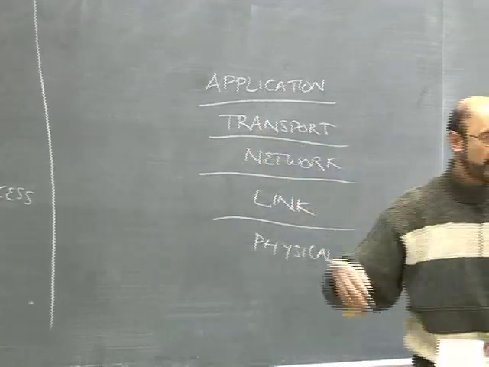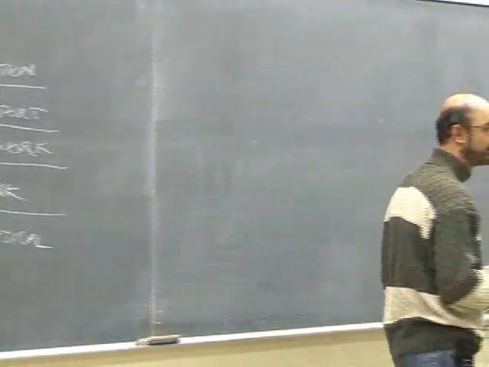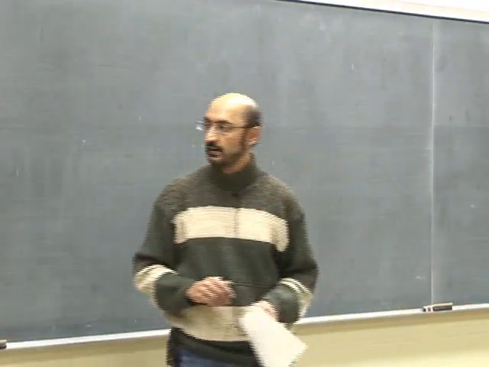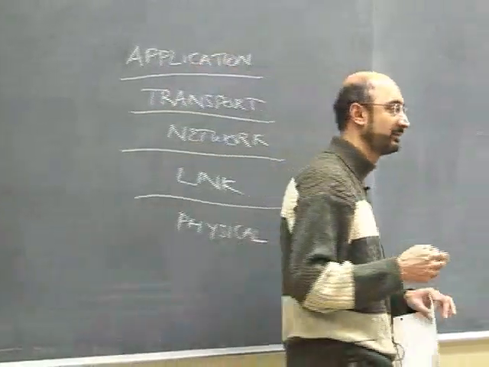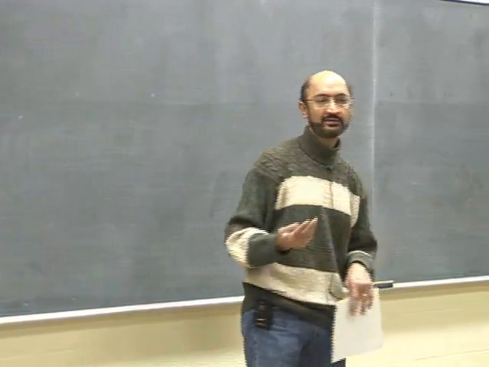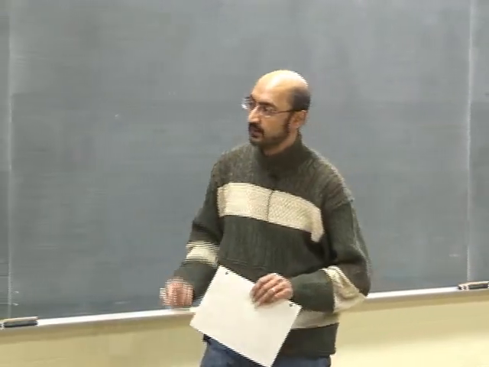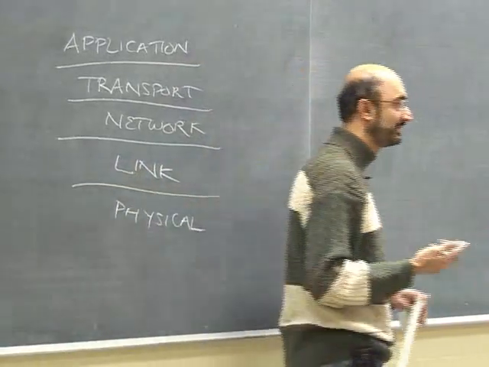Today I'll talk about the context of the link layer and what types of link layers there are and what services they provide. And the very important issue of multiple access, which means how do we share the link? How do we make sure that two people who want to access the link at the same time can share it? And then we'll talk about the most important wired link layer, which is Ethernet.